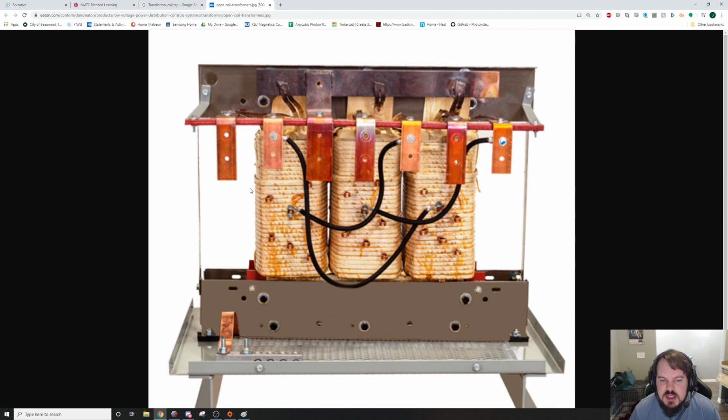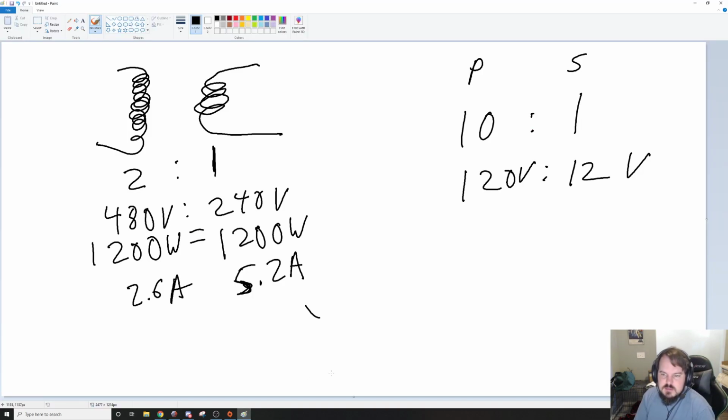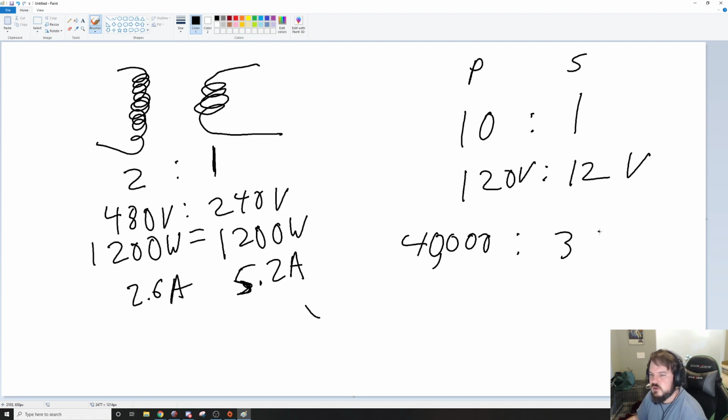And what that does is, your turns ratio, let's say it's 40,000 turns to 3,000 turns, just to make the math simple. What you can do, and this would be a ratio, is solve it down to 40 to 3, but this is the actual number of turns on the physical transformer.